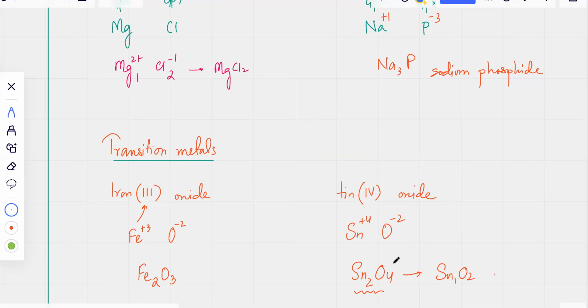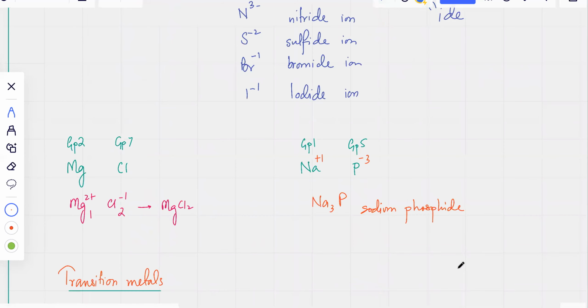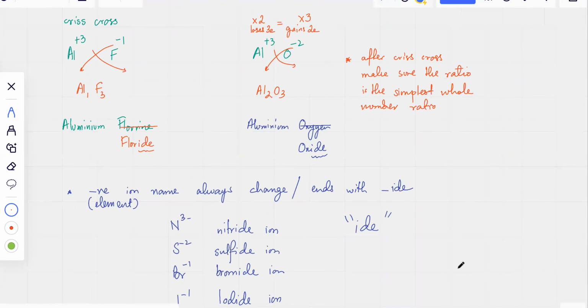क्योंकि याद रखो कि the formula tells you the ratio. It doesn't tell you the actual quantity. So it's always in the simplest ratio. So this is how you figure out formulas of ionic compounds.